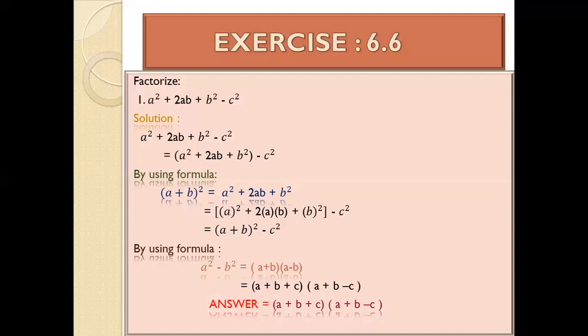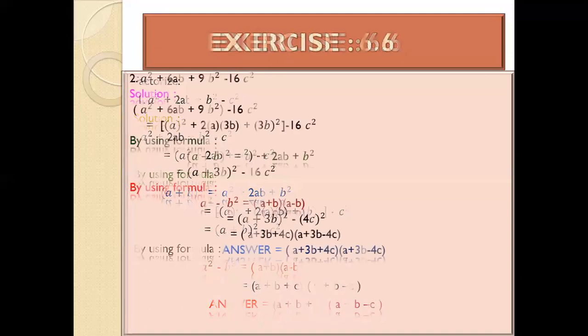We apply 2 formulas at a time in this question, but stepwise. First, we always simplify the first 3 terms. You convert into a plus b whole square or a minus b whole square. It depends on the sign in the question. According to this, we convert the first 3 terms and then we simplify it with the fourth one. Come to the next question.